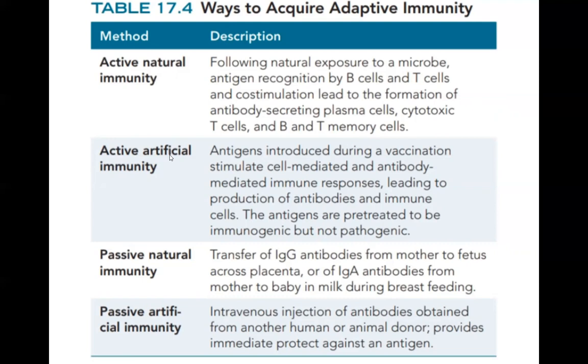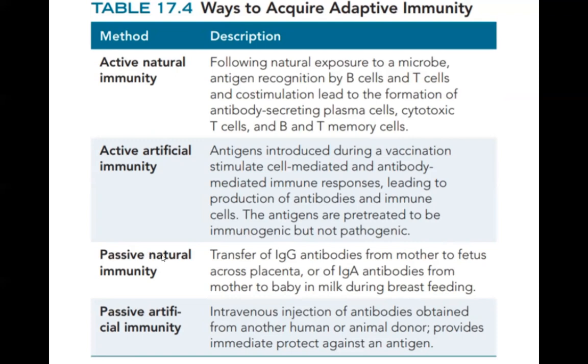Whereas active artificial, this is like what happens when you get a vaccination. Okay, the artificial is the vaccination, and then the active means that they produce their own antibodies and immune system cells. Okay. Now, in most cases, when somebody gets a vaccination, the antigens involved there are immunogenic, but not pathogenic. So they can trigger immune responses, but they're not pathogenic in that they can't cause disease. So a lot of times it's like an attenuated virus, so it's almost like dead, or it's weakened, so you're more likely not to actually get sick from it.